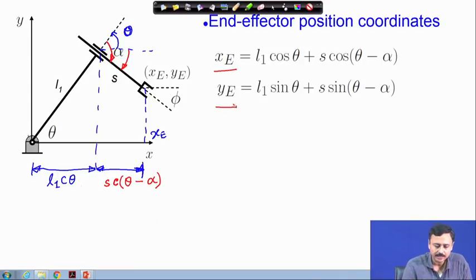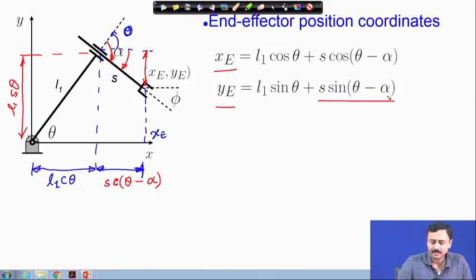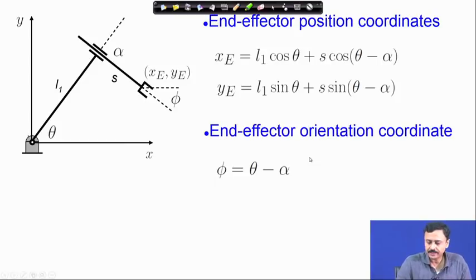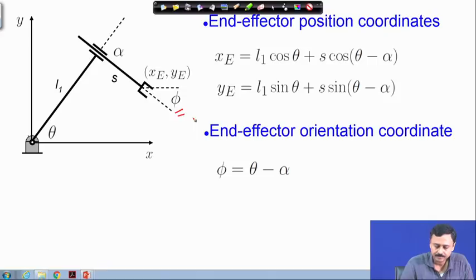Similarly, you can express y e as L1 sin theta and add to that this distance, which is S sin theta minus alpha. So, the angle will take care whether it is added or subtracted. As you can see, theta minus alpha will be something negative and sine of negative angle is negative. So, this ultimately gets subtracted from L1 sin theta. Therefore, that gives us the y coordinate. The end effector orientation coordinate, which is phi, is theta minus alpha.